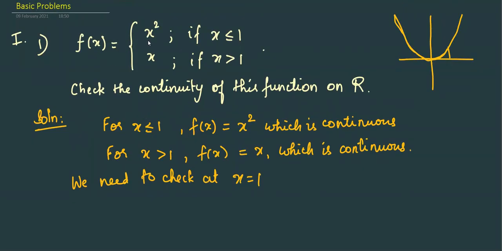So f of x is equal to x square for x less than or equal to 1, and it is equal to x for x greater than or equal to 1. For both these portions, it is continuous. Now we need to check at x equal to 1.